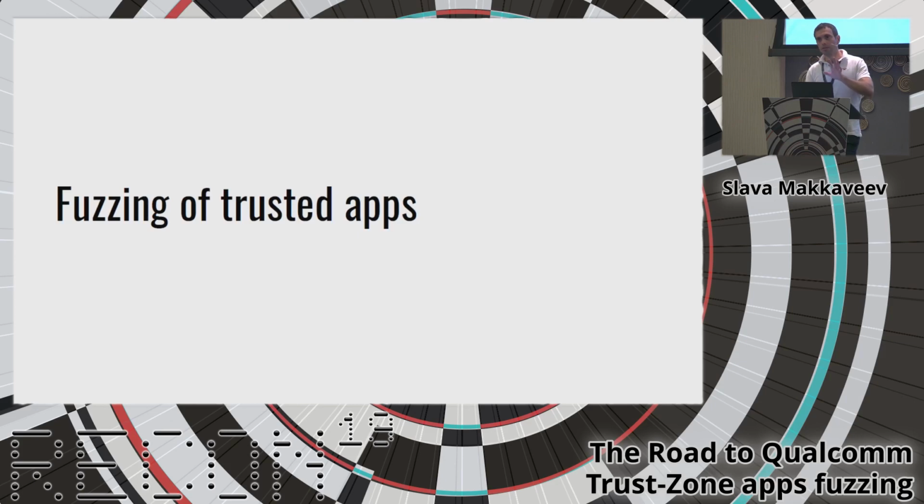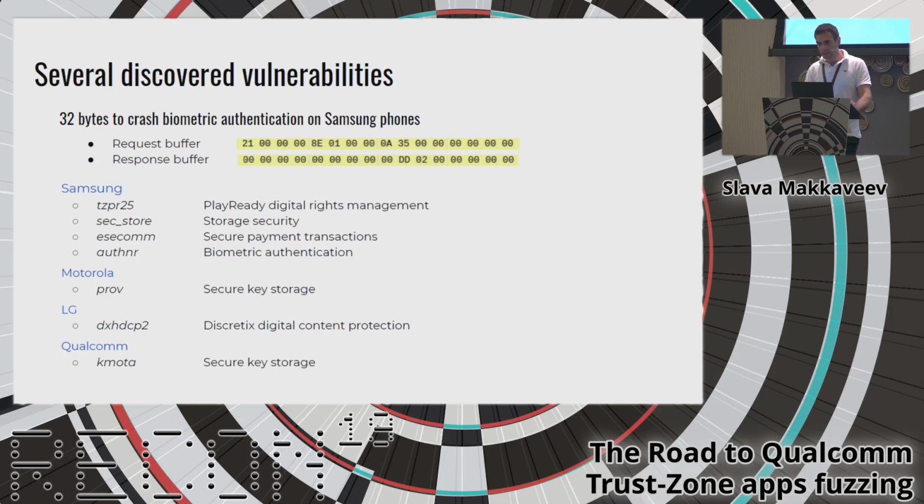So after this long and hard way, we made it to the point where we can fuzz Qualcomm trusted applications. Let's look at several results which I have. And first of all, it's really cool that sending 32 bytes to a specific trustlet on a Samsung device will crash biometric authentication on all Samsung devices.